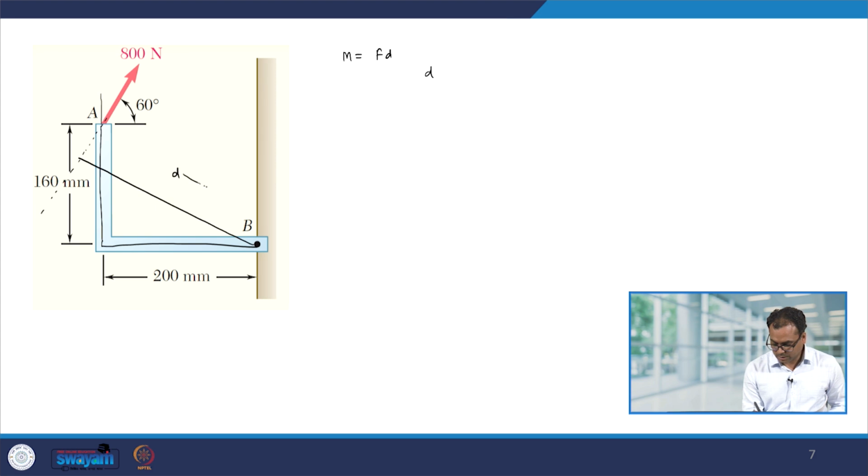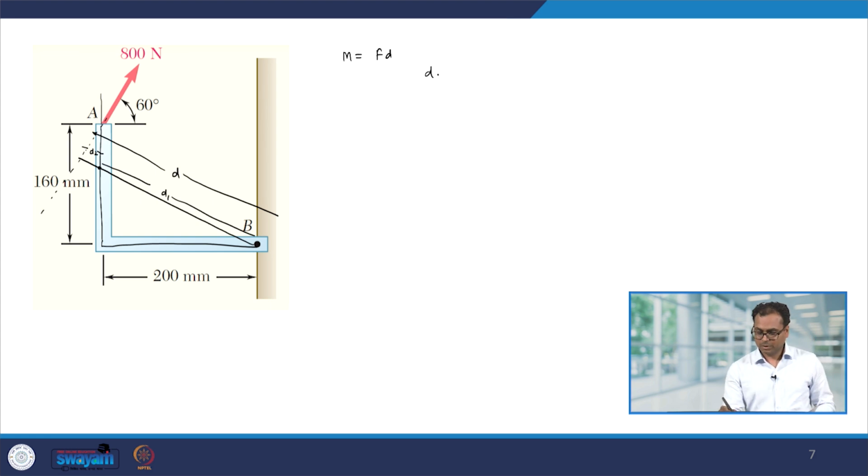So, this is d, and this I can write down as d1, and this I can write down as d2. So, d becomes d1 plus d2. Now, d1 is very easy to determine because this is 60 degrees. So, therefore, this will be 30 degrees, and since it is perpendicular, this will be 60 degrees. So, this is 60 degrees and this one is 30 degrees.